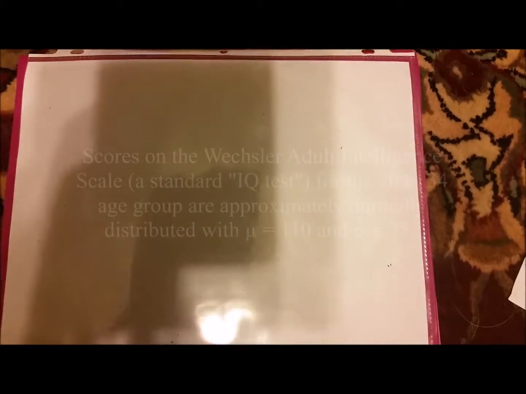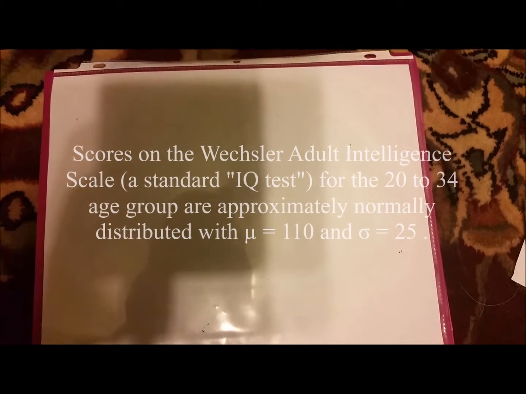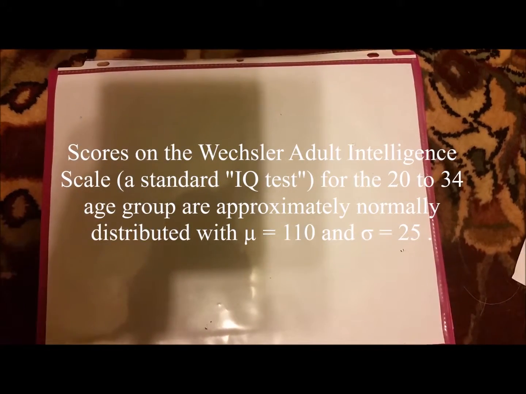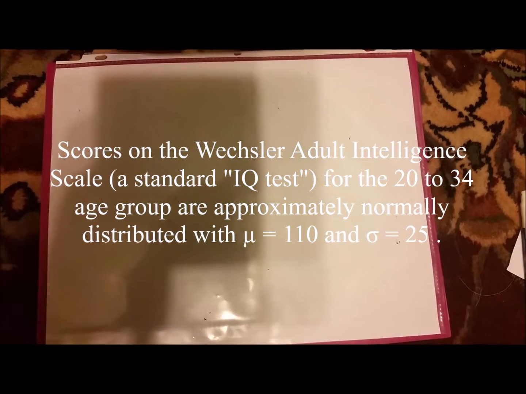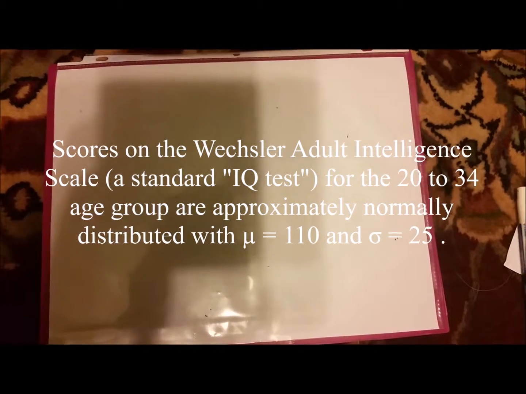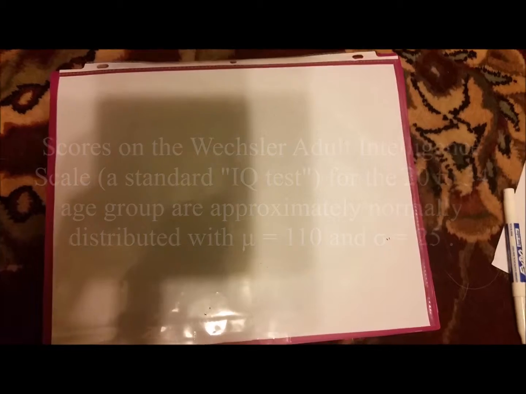If you don't know what a z-score is, a z-score tells us how many standard deviations the original observation falls away from the mean and in which direction. So the problem we'll be using is scores on the Wechsler Adult Intelligence Scale, a standard IQ test for the 20 to 34 age group, are approximately normally distributed with the mean equaling 110 and the standard deviation equaling 25.